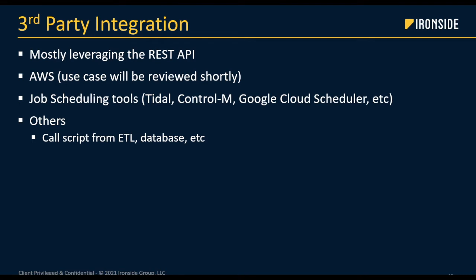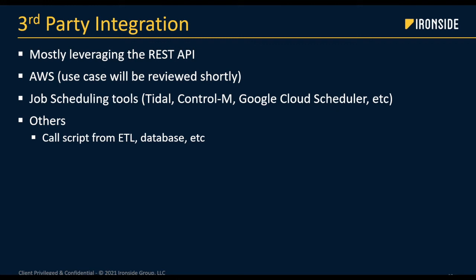Okay, so next, last but maybe not least, would be third-party integration. Mostly, we're going to leverage the REST API that we already talked about. We have an AWS example that we're going to show you in just a minute. You can also tie in outside job scheduling tools, like Control-M, Google Cloud Scheduler, et cetera. As long as they can work across the REST API, they can be leveraged. And then other options would be like calling a script from your ETL, your database, et cetera. There are a lot of different examples that we just wanted to point out, that you're not limited to just Microsoft tools to be able to control the refresh of your data sets.